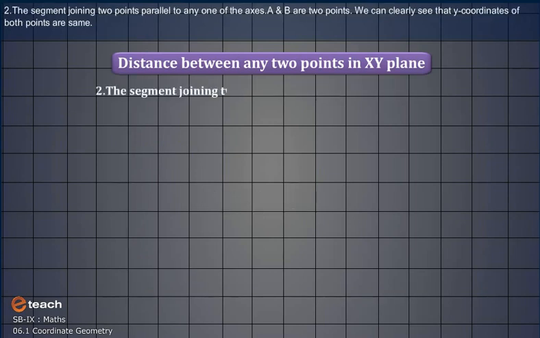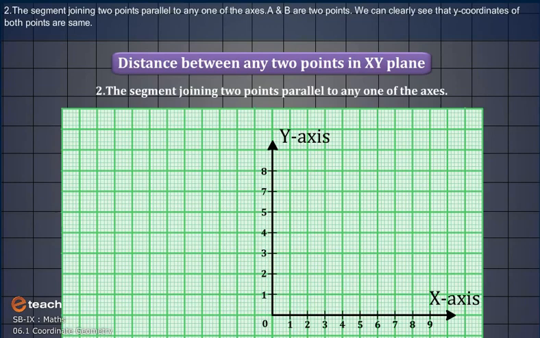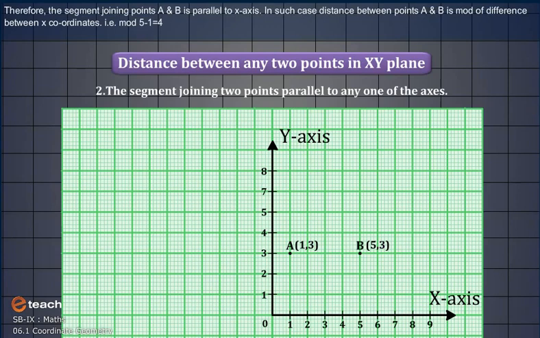The segment joining the two points parallel to any one of the axes. A and B are two points. We can clearly see that the y-coordinates of both the points are the same. Therefore, the segment joining points A and B is parallel to the x-axis. In such a case, the distance between points A and B is mod of the difference between x-coordinates, that is mod 5 minus 1 is equal to 4.